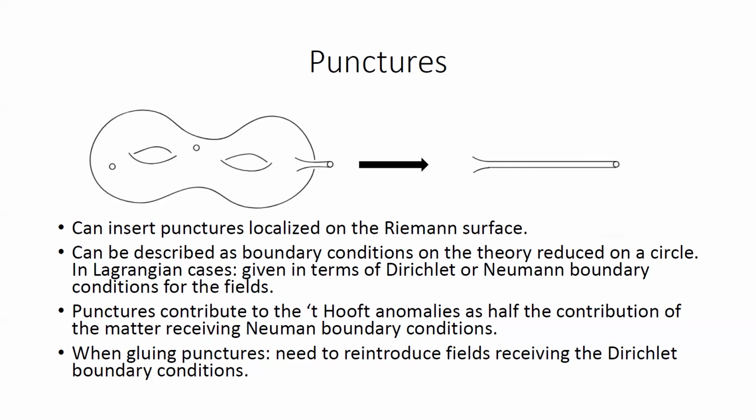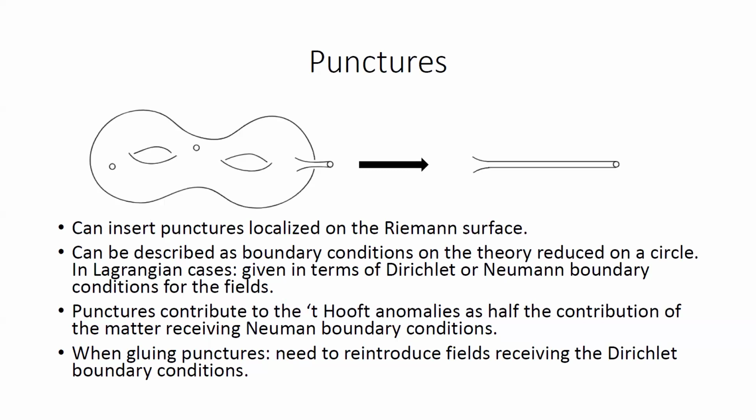The way you normally do it is when you glue, you have to reintroduce the fields to which you've given the Dirichlet boundary conditions. For instance, in a 2,0 theory, you usually give Dirichlet to the vector. If you then want to glue the punctures, you need to reintroduce the vector, which basically means you gauge the global symmetry associated with the puncture. This is the usual gluing prescription in class S.